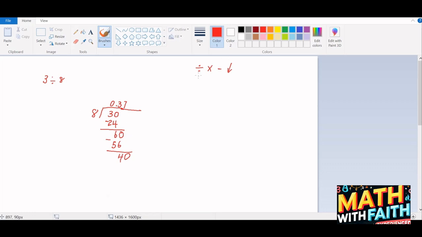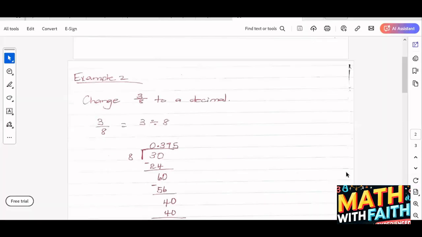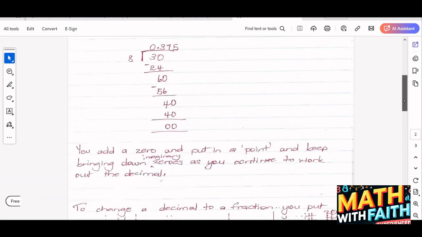So now we start again. Divide. 40 divided by 8, that's 5. Multiply. 5 by 8, that's 40. Subtract. 40 minus 40 is nothing. And because we have nothing, we don't bring down anything because that's the end of the question. So in other words, 3 divided by 8 is 0.375. So that is how we can change a fraction into a decimal.